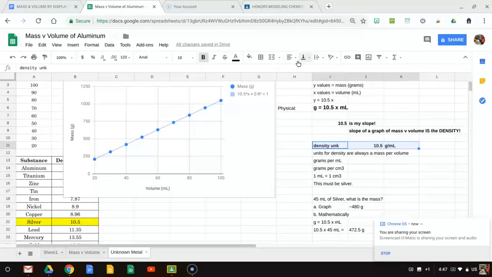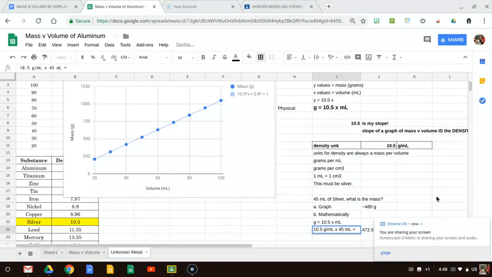By the way, I want to make sure that we start associating units with our density, and we'll do that very soon. I'm going to put a box around this. Instead of me saying 10.5 times 45, I should really say 10.5 grams over milliliters times milliliters, and I will end up with grams.